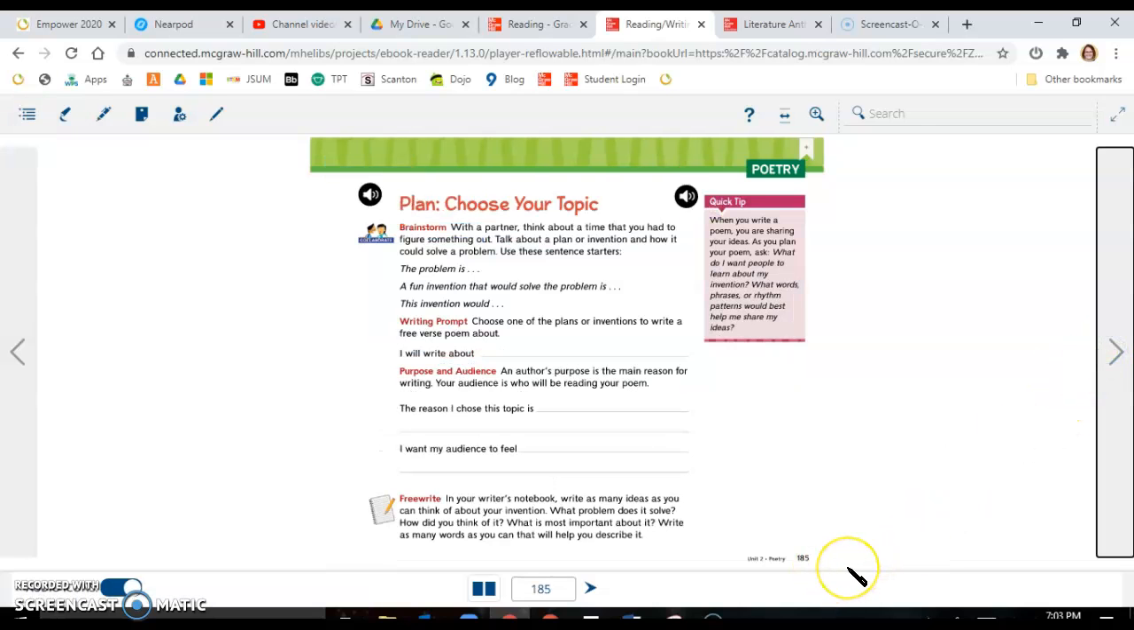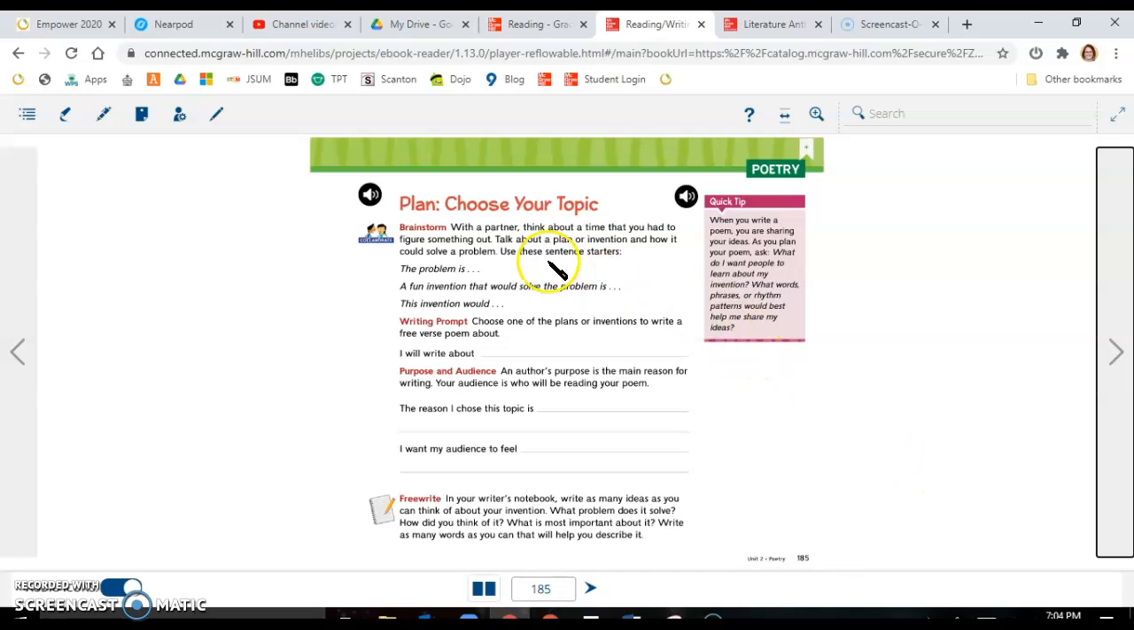Now turn to page 185, and you are going to think, okay, what do I want to write about? And I want you to think about a time you had to figure something out. I might use some of your soft start experiences this year because that's something you had to do. Maybe think about when you were in tech and you were trying to figure out how to build an airplane. Think back to PBLs you've done in previous years. I know some of you built gingerbread houses one year.